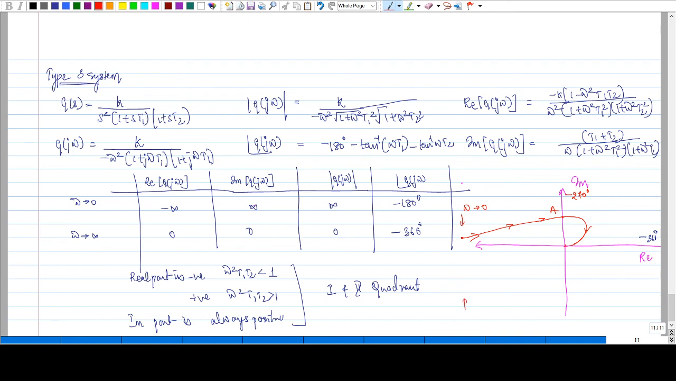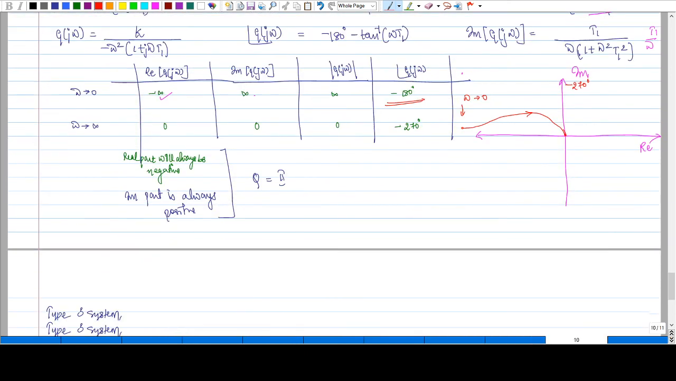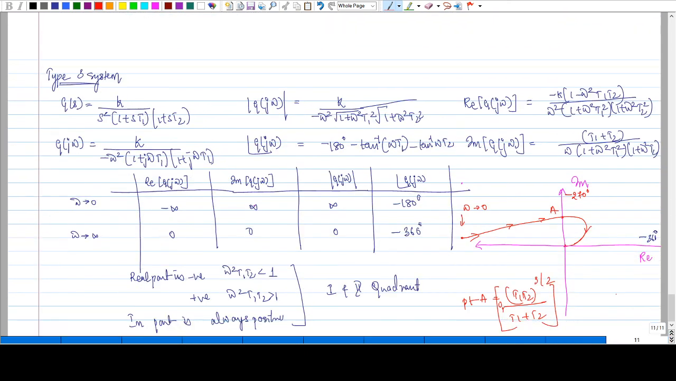This point A is given by T1 T2 raised to 3 by 2 divided by T1 plus T2. This is your point A. So here the real part is 0, only the imaginary part is there. This is how the type 3 system is. Right? So you can see what happens to the polar plot when you increase the order.